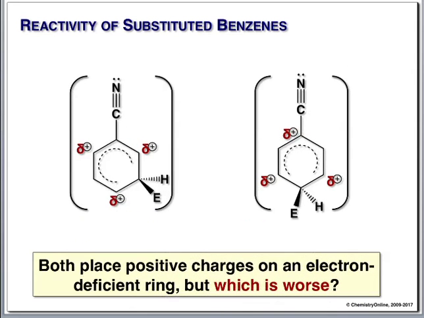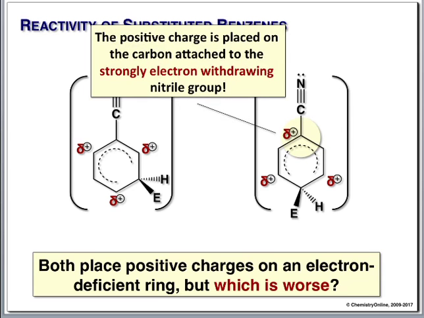Well, here we put a positive charge right next to our electron withdrawing group, haven't we? That's a bad thing. Therefore, this is going to be higher energy than this one. So why do we put substituents meta to an electron withdrawing group? Because these are bad. These are the only two positions we have that can react. Therefore, we do. It's going to be slow, but these are the positions you're going to add to.